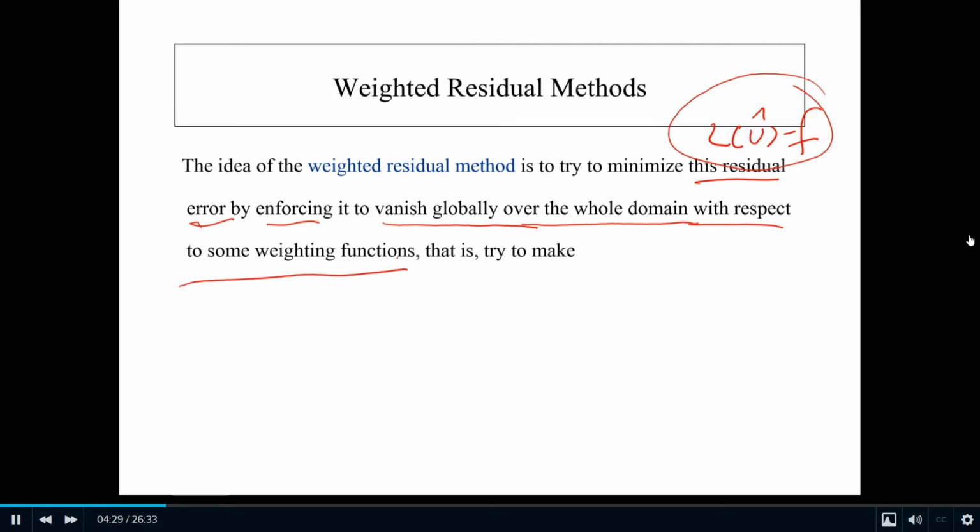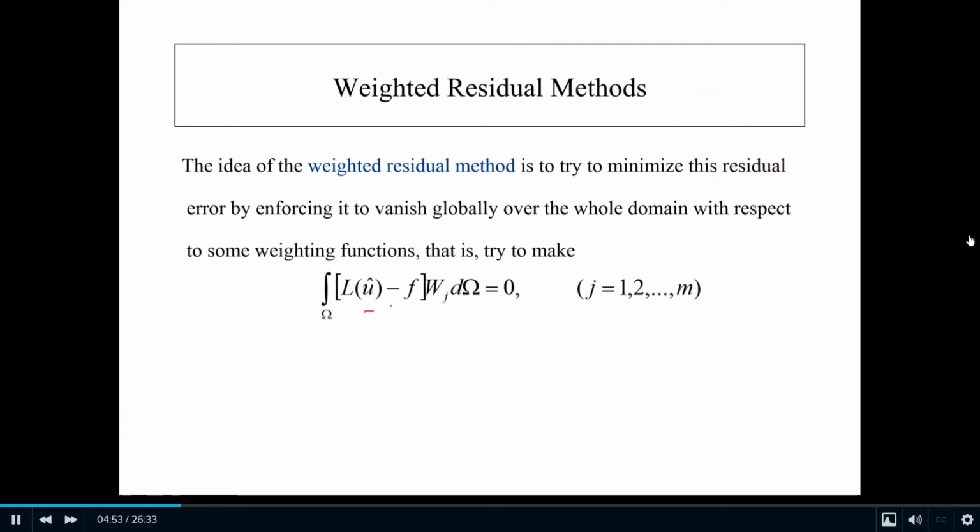So what they do is enforce it to vanish globally over the whole domain with respect to a certain weight function. We're not going to make this error 0 at every point in the domain, but we try to make it 0 globally over the whole domain with respect to the weight function. If we put that sentence into a mathematical equation, this is what we do. This is the error, this is some weight function. You multiply the error with the weight function, integrate over the whole domain, and set it equal to 0. This is the idea of the weighted residual method.